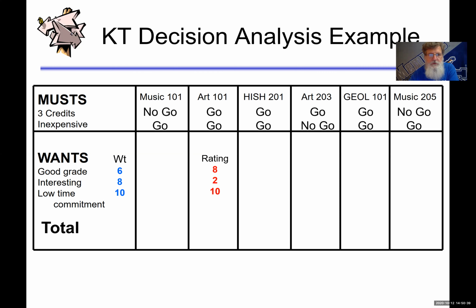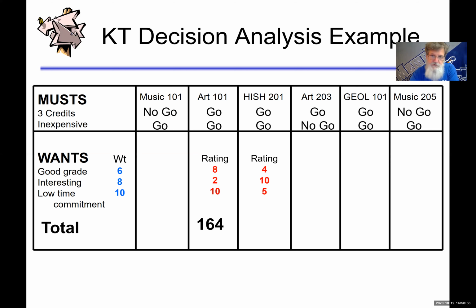I moved on to the next one. Oh, I got a total, so weight times rating. I left out the intermediate calculation, but hopefully if you do that, you'll get a 164 or something like that for your art. So I moved on to the history course.